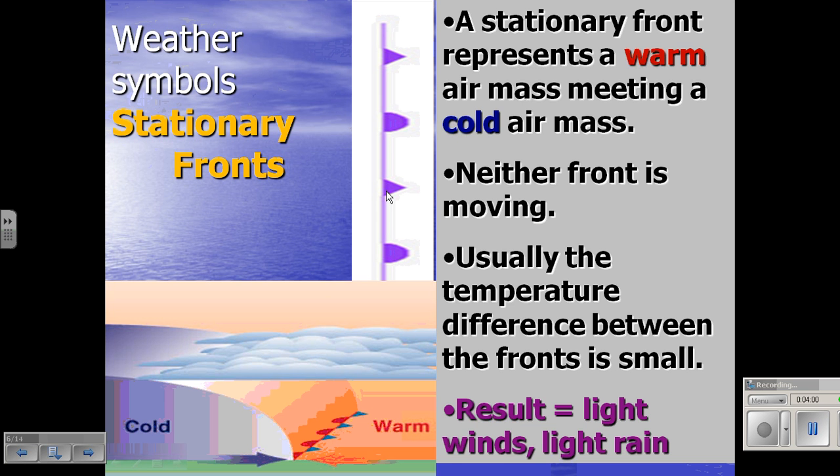So we can get some light winds, we can get some light rain, and whatever happens, it's going to happen for a long time while it's there until there's enough of a change in temperature that it's actually going to move the front along. Usually something else comes in behind it, either an area of high or low pressure comes in behind it and pushes it out of the way.